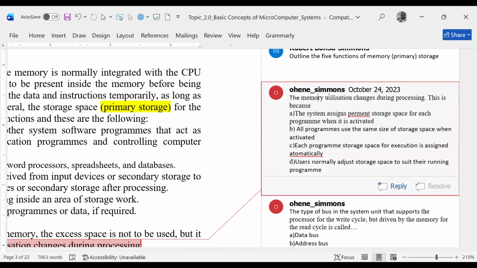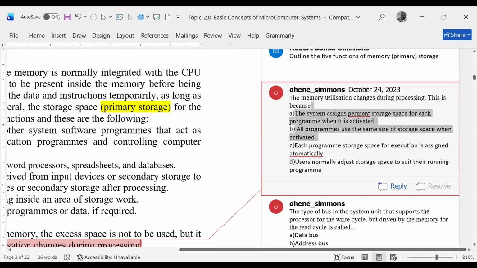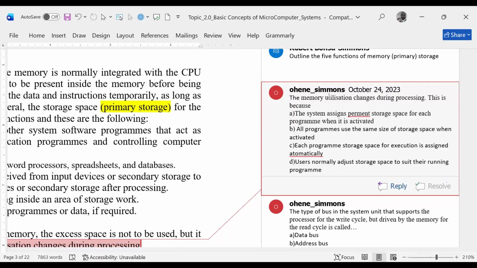Okay, read the question. Outline the five functions of... Oh, we have finished that one. The memory utilization during processing. Have you seen where I've highlighted? Okay. The system assigns permanent storage space for each program. We could not hear you from the beginning.